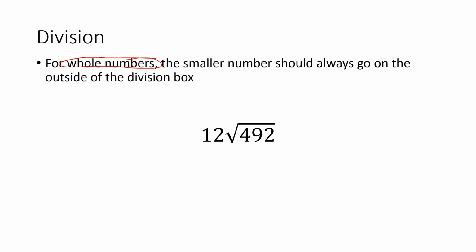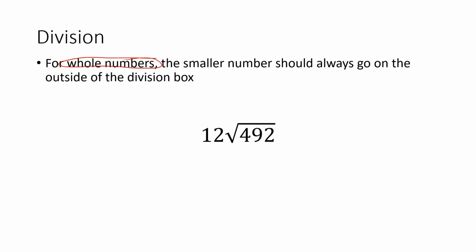So 12 into 492. We start by taking our whole 12 and asking, will 12 go into 4? Can we divide 12 into 4? No, we can't, because 4 is smaller than 12. And if I have 12 people and I only have 4 cookies, can each person get a whole cookie? No, they can't. Okay, so 12 won't go into 4 because 4 is too small. Let's go one step out and say, can 12 go into 49? And 12 can go into 49 because 49 is greater than or equal to 12.